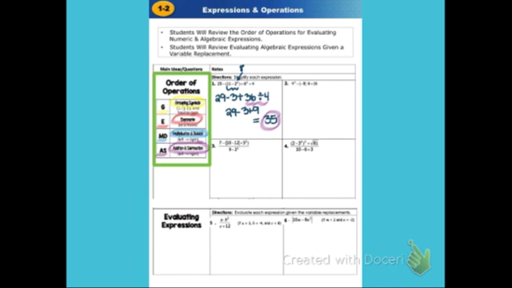Let's look at another example. Number 2, notice, has some absolute value. So that's why I like to use GEMDAS, because that reminds me there are other grouping symbols than parentheses. So I'm going to go ahead and evaluate that first.